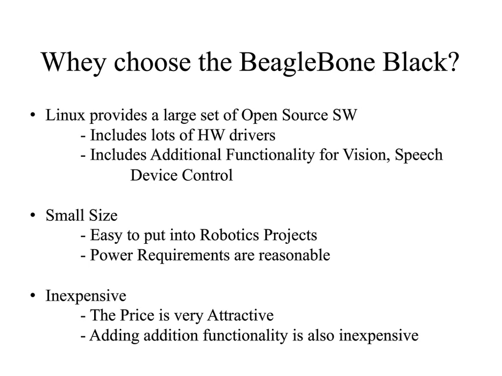The BeagleBone Black is small, and that makes it easy to put into our robotics project. And its power requirements are reasonable, certainly less than an amp if we're using it in a fairly straightforward project. Those kinds of power requirements can easily be met with a small cell phone battery or perhaps an RC battery, and that allows us to keep our projects mobile. And of course, it doesn't hurt that it's inexpensive. Again, this same functionality in the past might have cost several thousand dollars, and now it's much, much less than that.